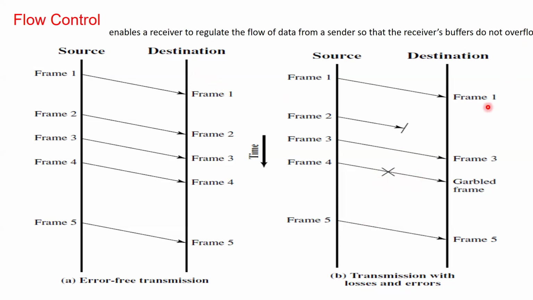So when we are doing this type of flow control, we have some controlling formats. We have two types of mechanisms for this flow control: one is stop and wait, another one is sliding window. So let us explore each and every part.